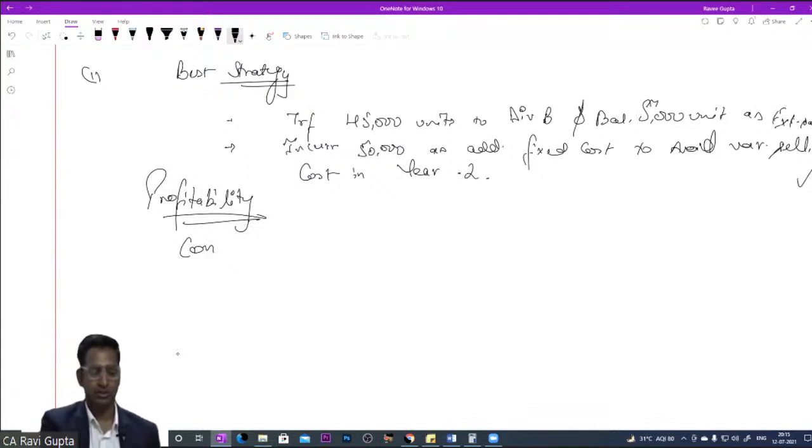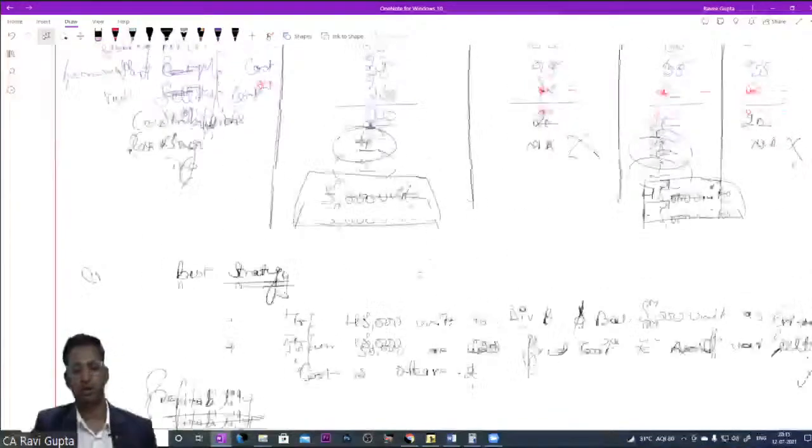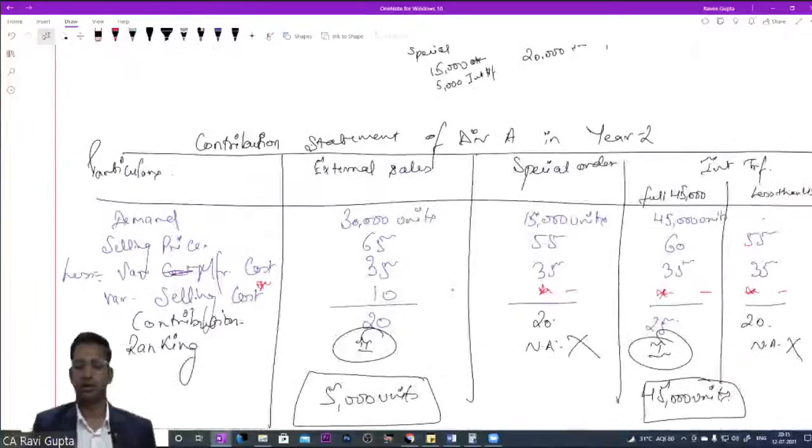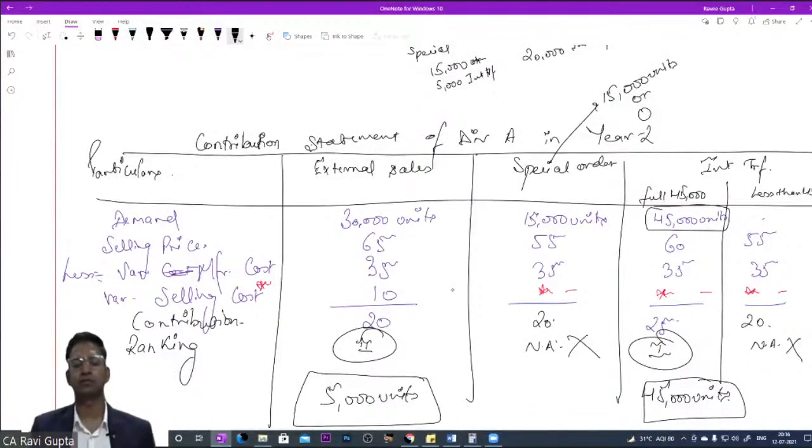Sir, why we cannot do the second ranking to the special order? Dear, either we can supply the full quantity, that is their demand of 15,000 units, or zero. If there are 14,999 units, still the special order can't be done. When we are supplying 45,000 units to the internal division, we have a balance of only 5,000 units that cannot meet our special order demand. So those 5,000 units will be diverted towards the external sales.